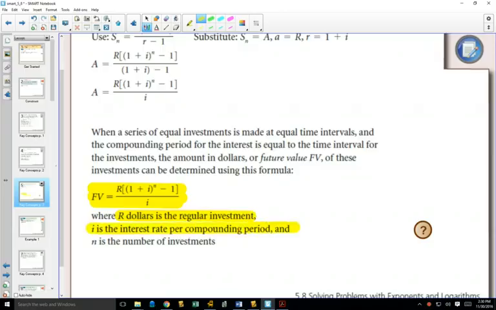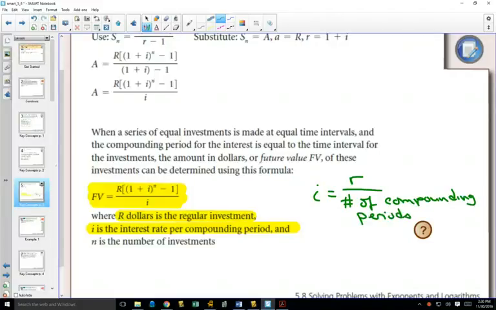I is the interest rate per compounding period. So I'm going to put a little note off to the side that it is your rate. It's a little bit confusing because there's two numbers that go into that number I, and N is the number of investments. And FV stands for the future value. So we're going to use this formula and solve a couple questions.